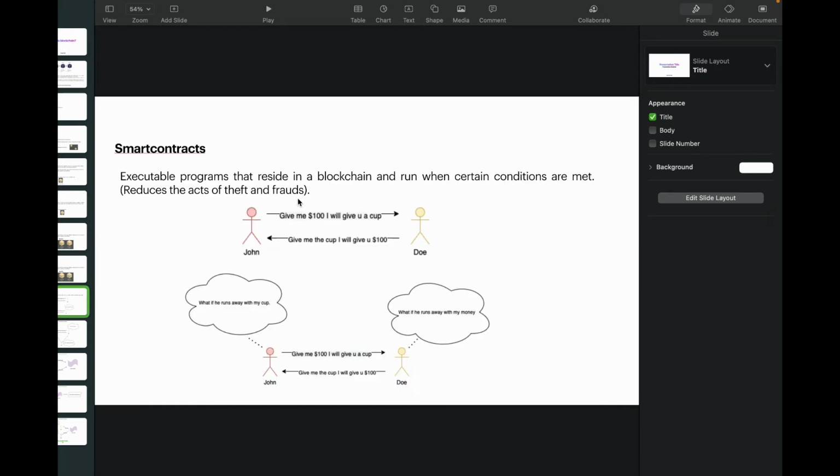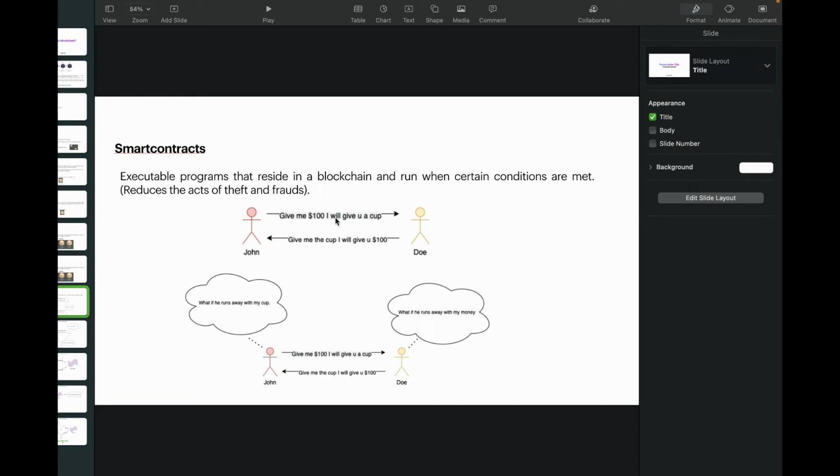Now, smart contracts. You also need to understand the core concept of smart contracts. Smart contracts are executable programs, pieces of code that reside inside a blockchain, and they run when certain conditions are met. They reduce acts of theft and fraud by a lot, so they make the blockchain more secure. Let's learn smart contracts by example. There are our two friends, John and Doe again.